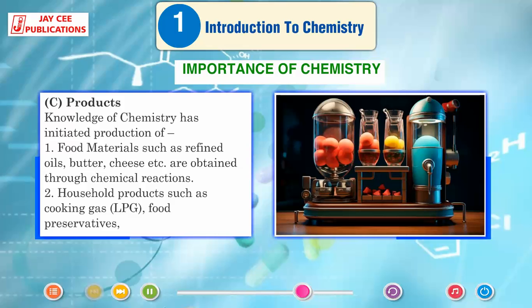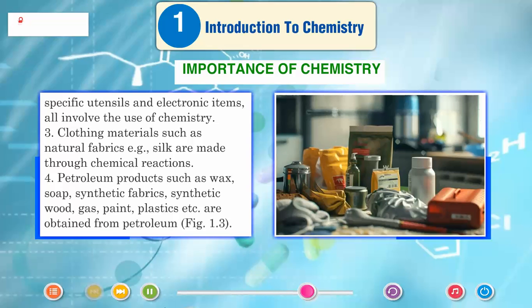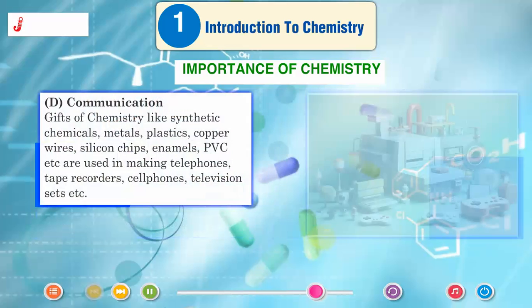These are obtained through chemical reactions. Household products such as cooking gas, LPG, food preservatives, specific utensils and electronic items all involve the use of chemistry. Clothing materials such as natural fabrics, for example silk, are made through chemical reactions. Petroleum products such as wax, soap, synthetic fabrics, synthetic wood, gas, paint, plastics, etc. are obtained from petroleum. Figure 1.3.